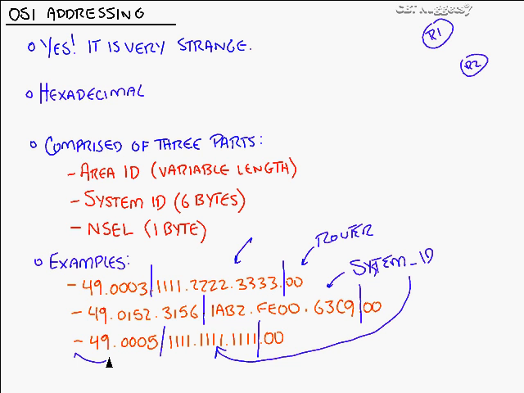So in this case, we see that the area is 49.0005. Now let me first off talk about 49. All these addresses start with it.